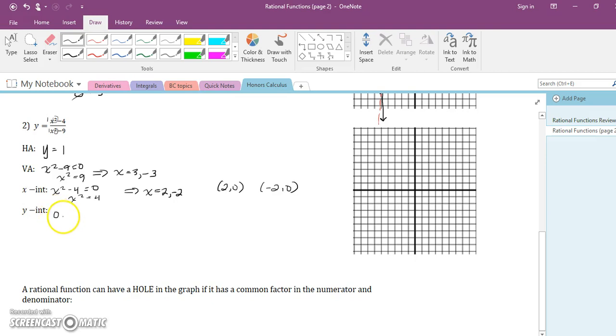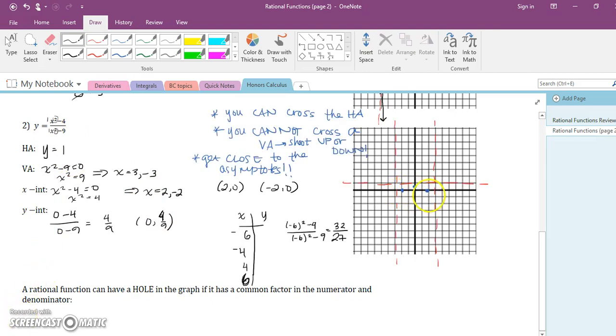Y-intercept, you let x be 0. And I get 4/9. So 0, 4/9. That's a 4. All right, so go ahead and plot everything. I went ahead and I plotted my two x-intercepts, my one y-intercept, and my asymptotes. And I noticed that I don't know anything about the graph here or here, but I do know what's going on right here. It's going up and then down.